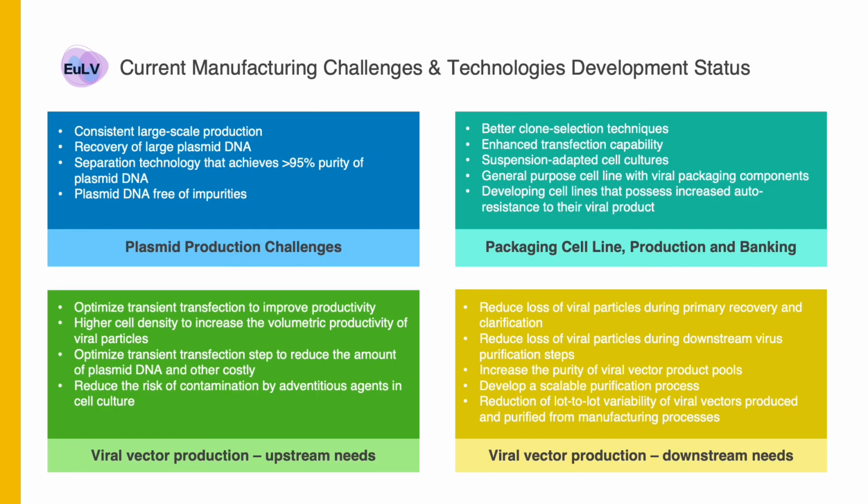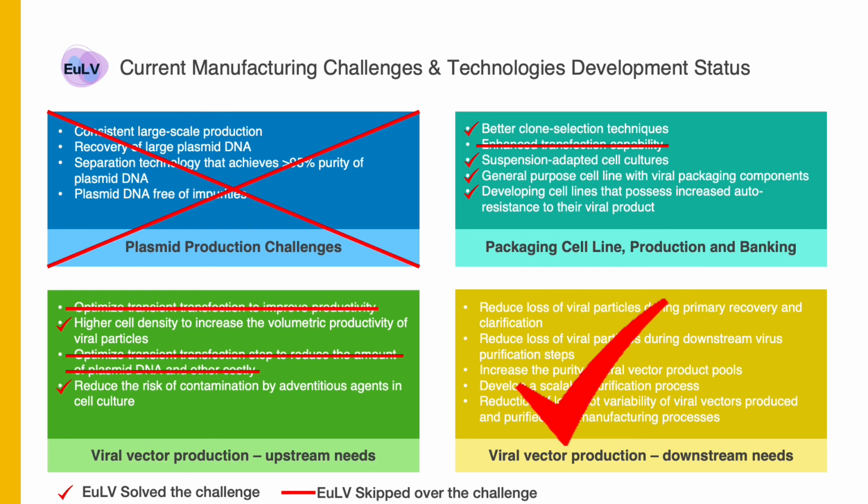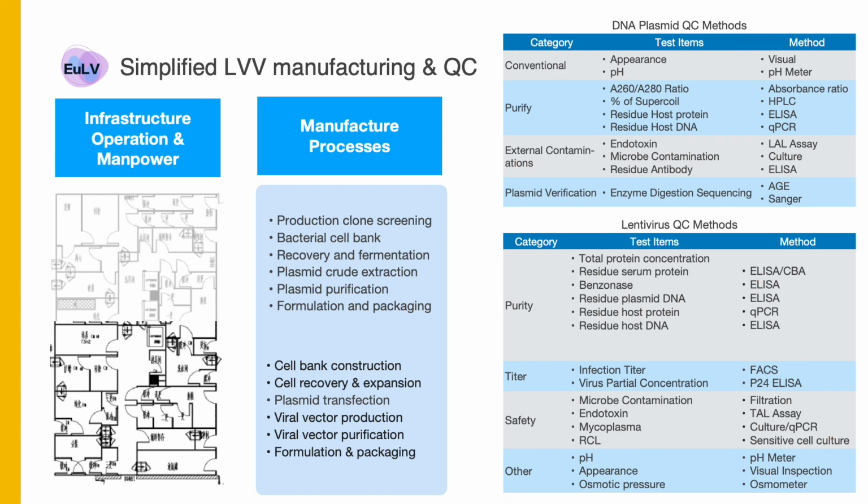So after talking so much, let's look back on the key manufacturing challenges in lentiviral vector production. By using EuLV, the stable cell line method to produce lentivirus, the deleted items mean that EuLV has skipped over these challenges, while the ticks mean that the challenges have been solved by the EuLV system. By using the EuLV system, the process for lentiviral vector is significantly simplified. The EuLV system saves all the plasmid-related costs.